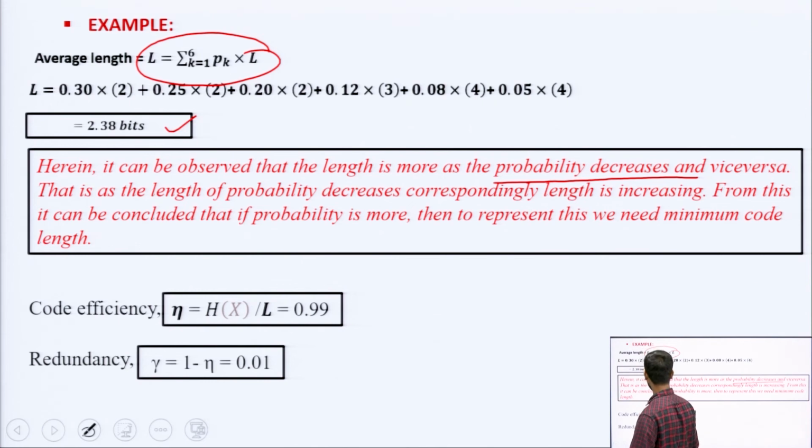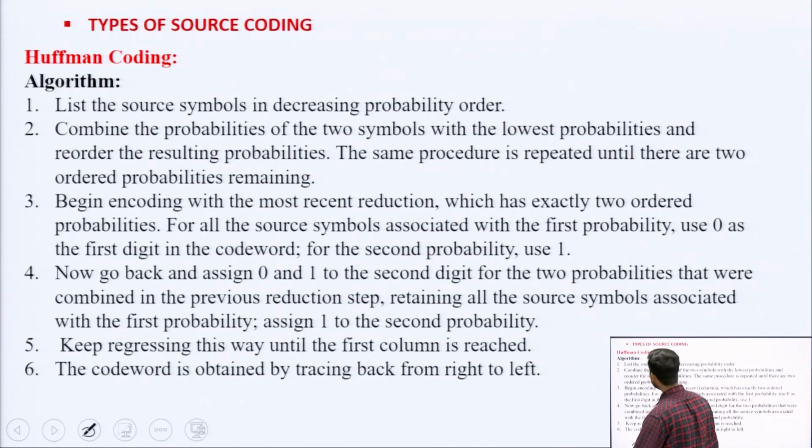Similarly, code efficiency is eta equal to H(X) by L. Redundancy is gamma equal to 1 minus eta. Second one is Huffman coding. The same algorithm we will see. Arrange the source symbols in decreasing probability order. Next, combine the probabilities of the two symbols with the lowest probabilities and reorder the resulting probabilities. The same procedure is repeated until there are two ordered probabilities remaining.